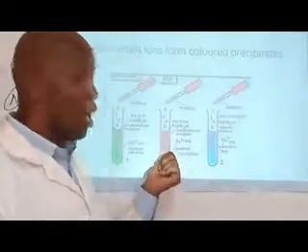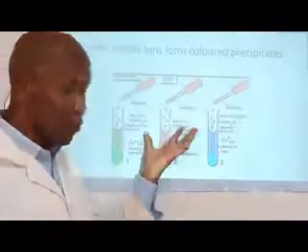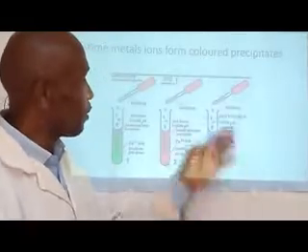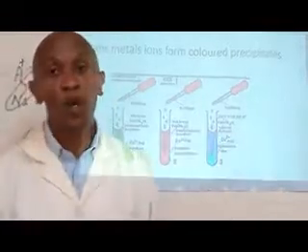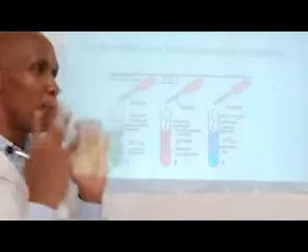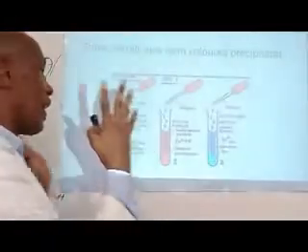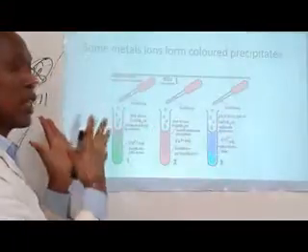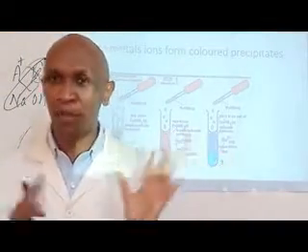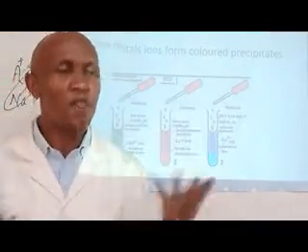It can be a brown precipitate if you have iron 3. Iron 3 forms a brown precipitate, whereas copper 2 will form a blue precipitate. So the precipitate can be either white or colored. If it's colored, then you don't need to do any further test.